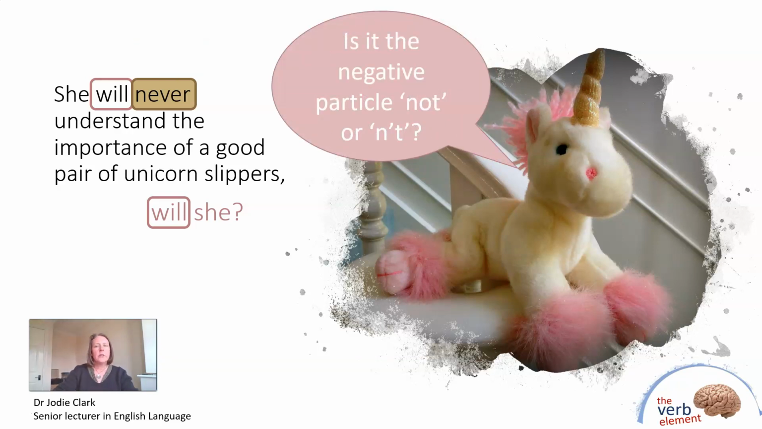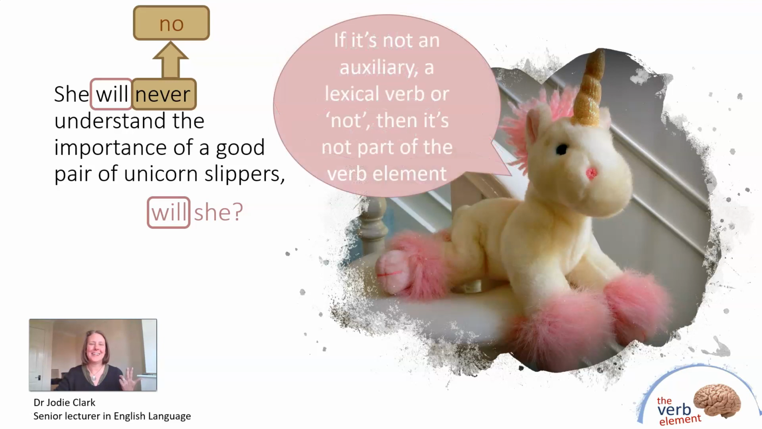Now, another thing that can go into a verb element is the negative particle. So the word not or n't. So we say, is it not or n't? Well, it's negative, but it isn't actually the word not or the contracted form n't. So the answer to that is also no. So we've answered those three questions. It's not a lexical verb, it's not another auxiliary, and it's not the word not. So we say, leave it out.